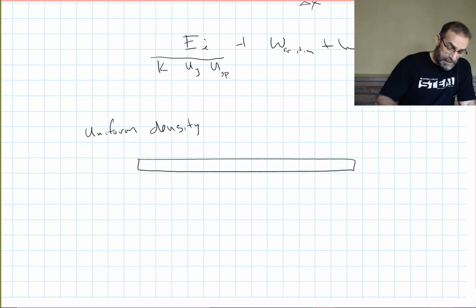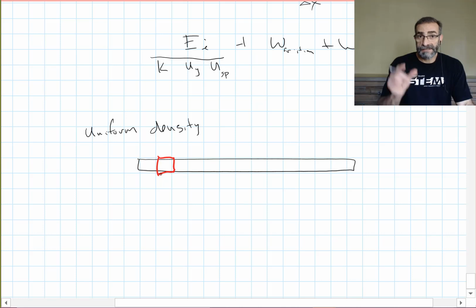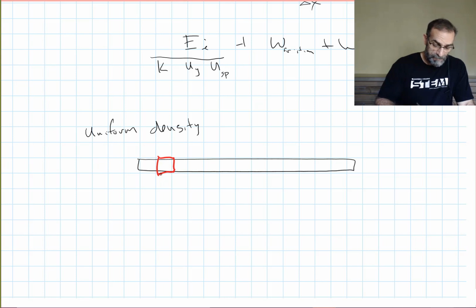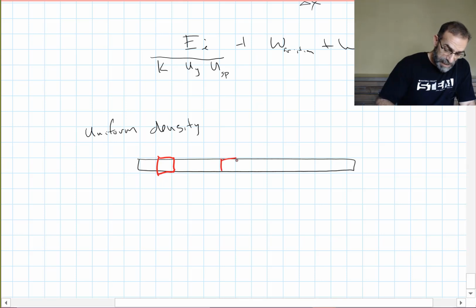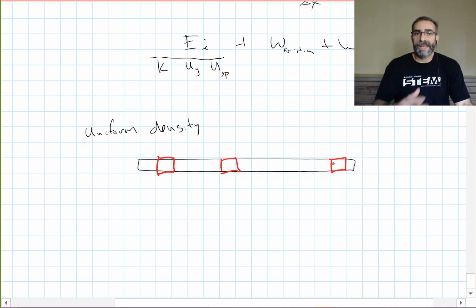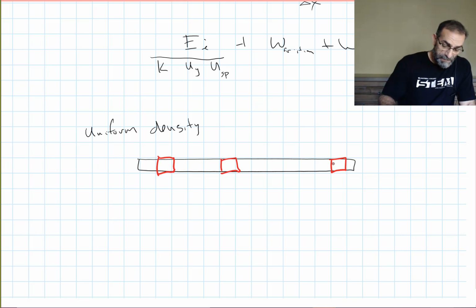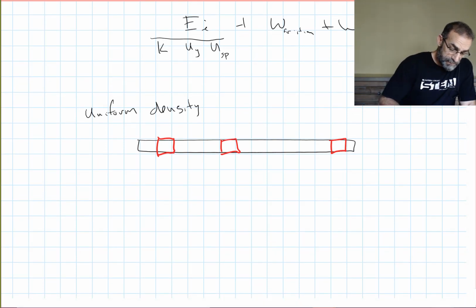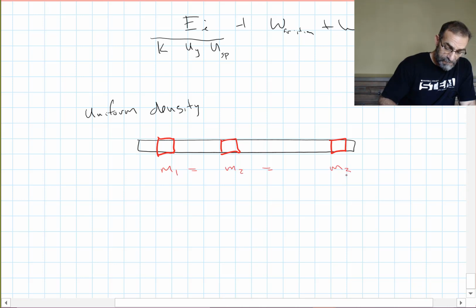That means if I cut a chunk out of here, whatever, a 10 centimeter chunk out of there, and I cut a 10 centimeter chunk out of here, and I cut a 10 centimeter chunk out of here, they're all going to weigh the exact same amount because they all have the same length and they all have the same density. They all have to have the same mass. Right?